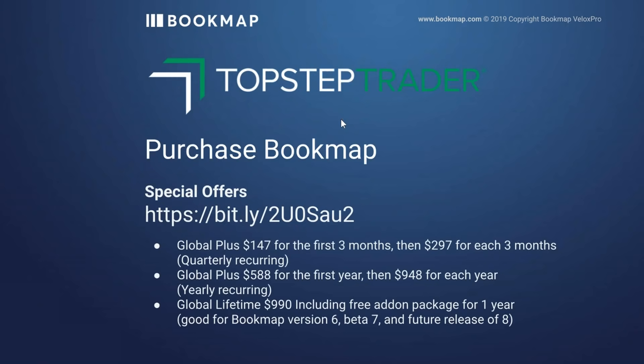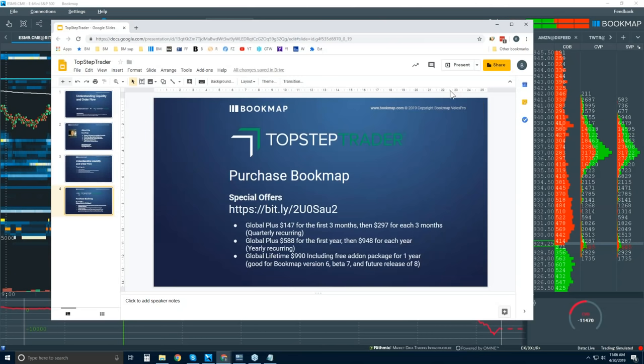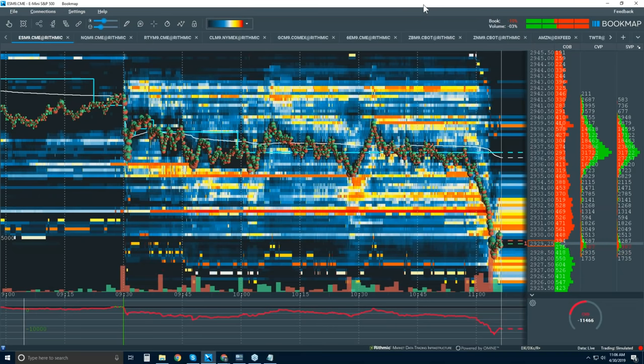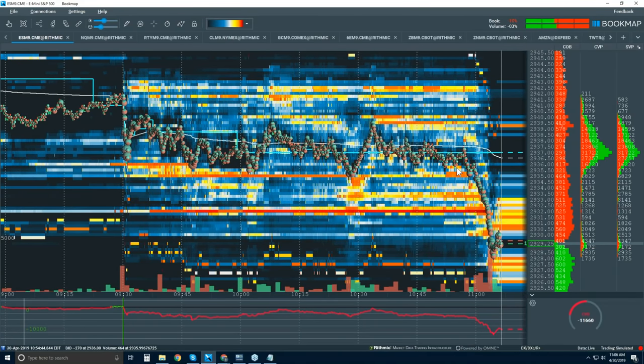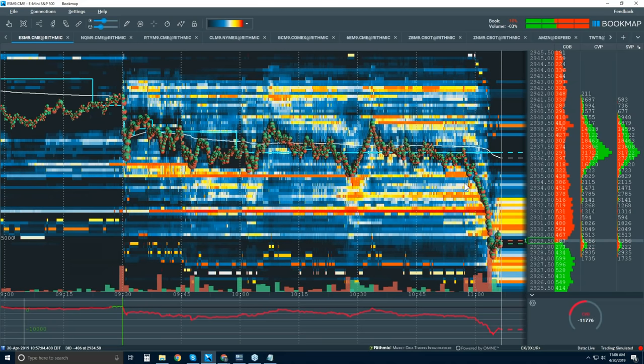All right, we're going to jump in and right away look at the market. We're going to look at the live market here and go through this process of analysis, reading the order flow and understanding what Bookmap is showing us. Yes, Alan, this is recorded, so we'll send the recording to you later.